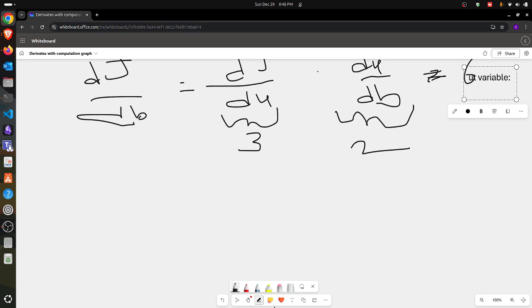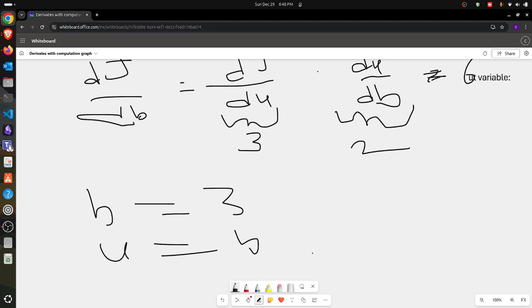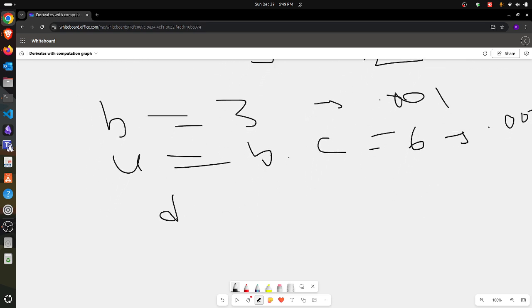So using the chain rule in this thing, u is going to be b times c, which is going to be 6. And when we keep infinitesimally small changes, like 0.001 in this thing, then in this thing it will be 0.002. So du by db is going to be 2. And when this goes up by 0.002, j should go up by 0.006.